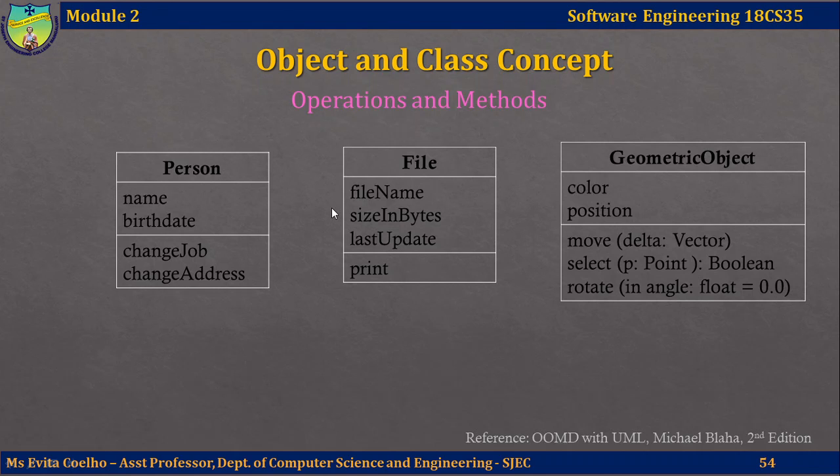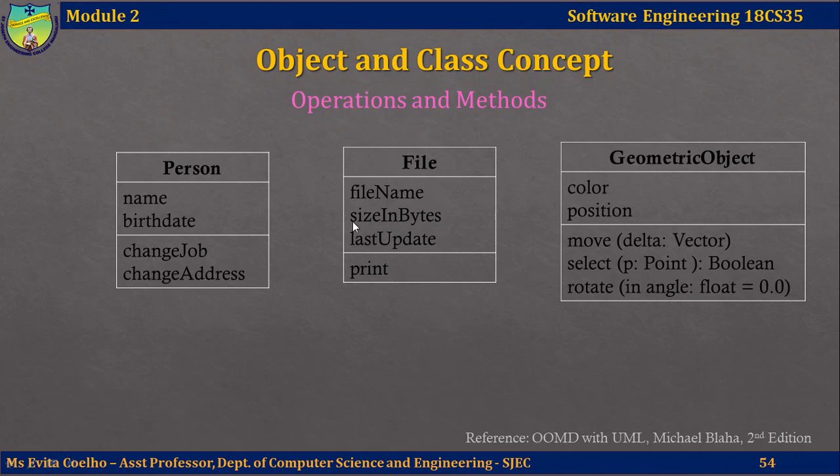Let's take an example of another class, file. The name of the class is listed in the first compartment of the class box. A file has 3 attributes according to this design, that is the name of the file, the size of the file in bytes, and when the last update was performed on this file. So these are the attributes of the file class. And then you have an operation print which allows you to print the file.